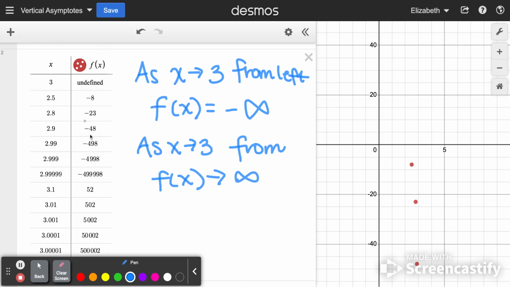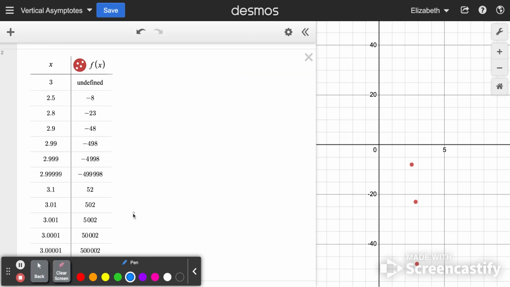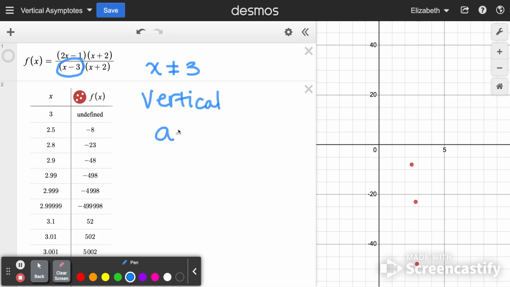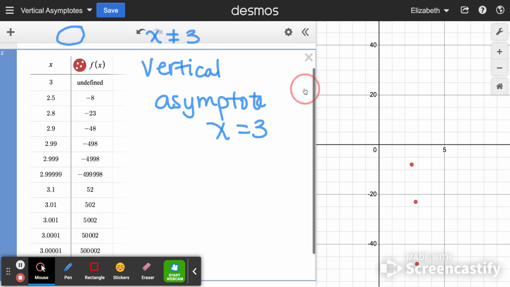Now, what does that mean that the graph looks like? That means that there is actually a vertical asymptote when x equals 3. So remember, we had that restricted value from this factor right here. X cannot equal 3. There is a vertical asymptote x equals 3. I'll show you what that looks like in our graph right now.